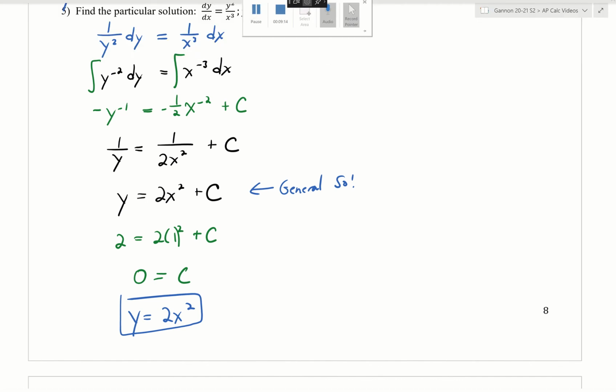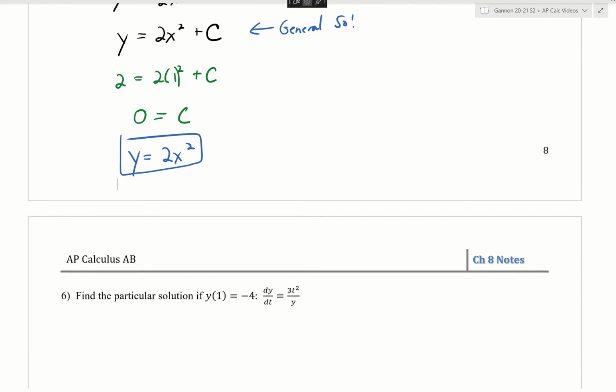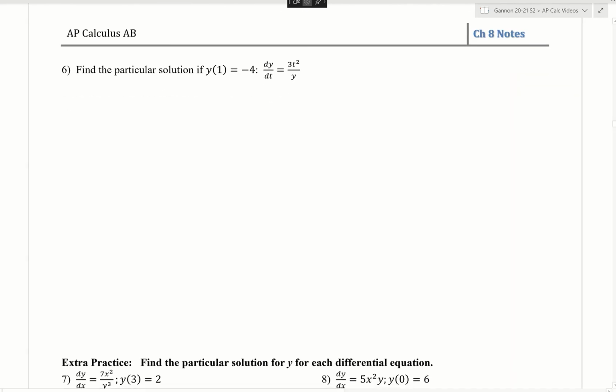All right, guys, let's go ahead and take a look at the next example. All right, so here we want to find the particular solution. If y of 1 is equal to negative 4 and dy dt is equal to 3t squared over y. So even though we're dealing with different variables, you're still going to do it the same way as if this was dy dx, where we want the y's on the left and the x's on the right. So as you go through, pause the video, give it a shot on your own, and then check out what we do.